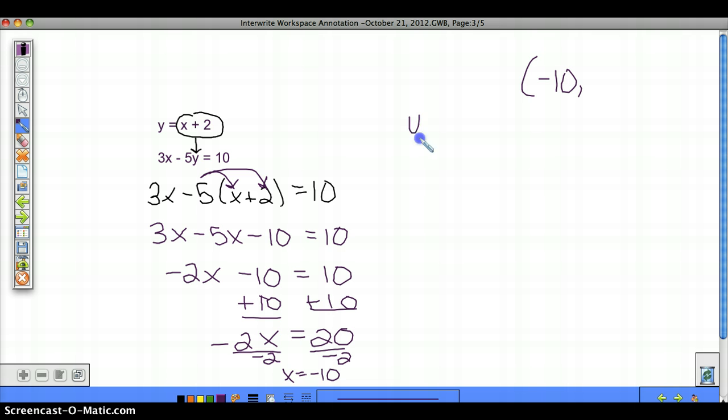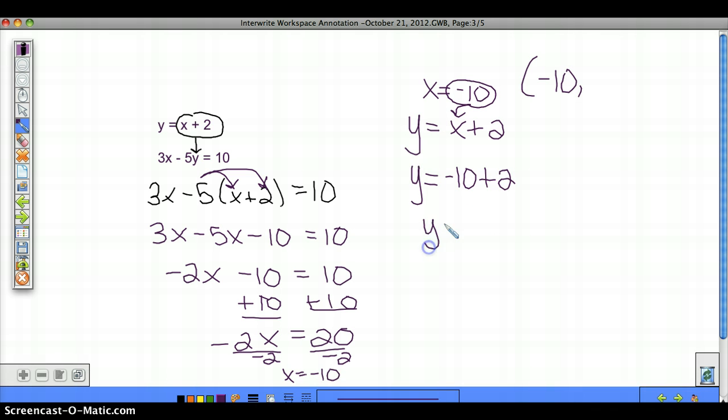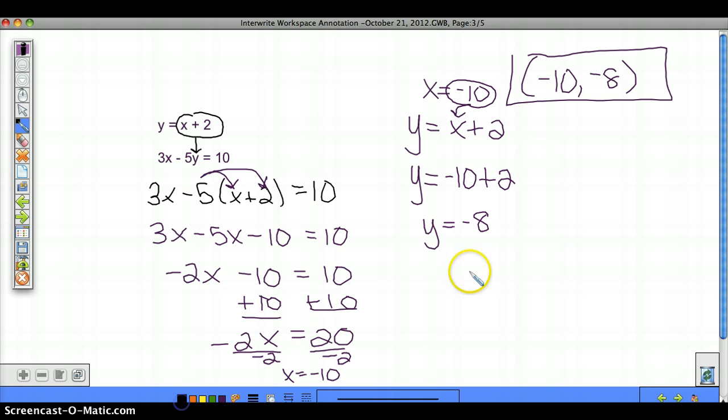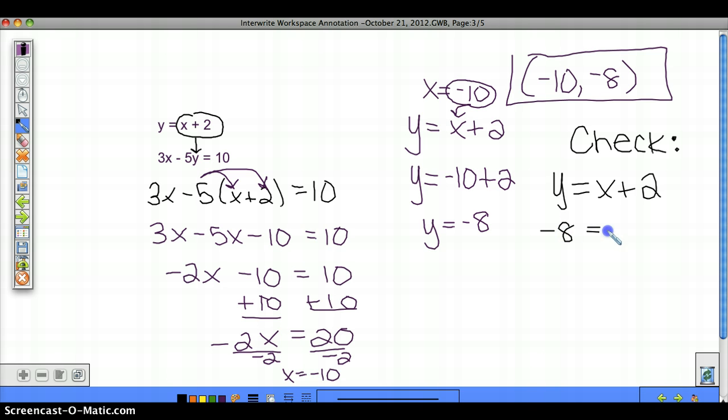If y equals x plus 2, and I know x is negative 10, then like we did on the first example, I'm going to plug in negative 10 for x here. We get y equals negative 10 plus 2. So y is negative 8. And just like on the first example, we can check both of these. I should be able to plug in the point and it should work for both equations. So for y equals x plus 2, we get negative 8 equals negative 10 plus 2, which is true.